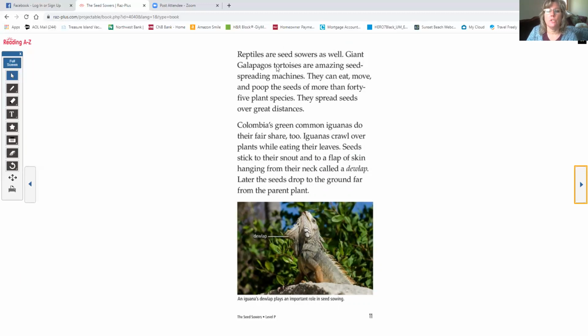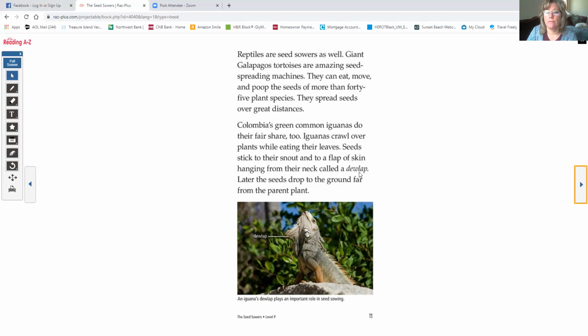Let's find out how. Giant Galapagos tortoises are amazing seed-spreading machines. They can eat, move, and poop the seeds of more than 45 plant species. They spread seeds over great distances. Colombia's green common iguanas do their fair share too. Iguanas crawl over plants while eating their leaves. Seeds stick to their snout and to a flap of skin hanging from their neck called a, here's a new word, dewlap. Later, the seeds drop to the ground far from the parent plant.